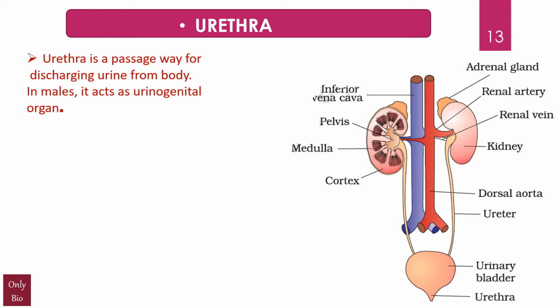Now friends, obviously the question must have come to your mind that when it acts as a common passage, can urine and semen pass out together? No, it would never happen because there are sphincters that have control over it. We also have to understand the differences between the male urethra and the female urethra.